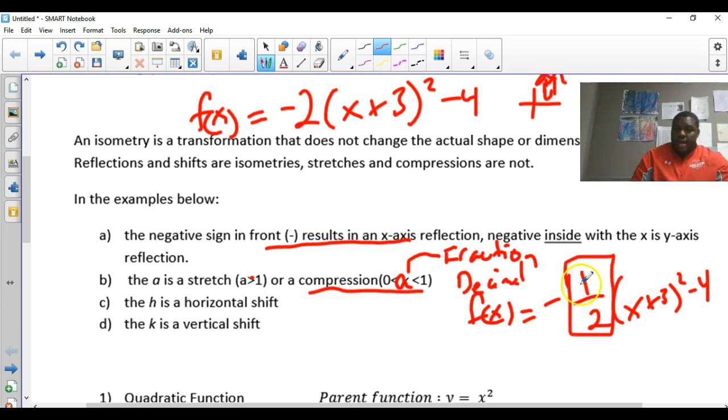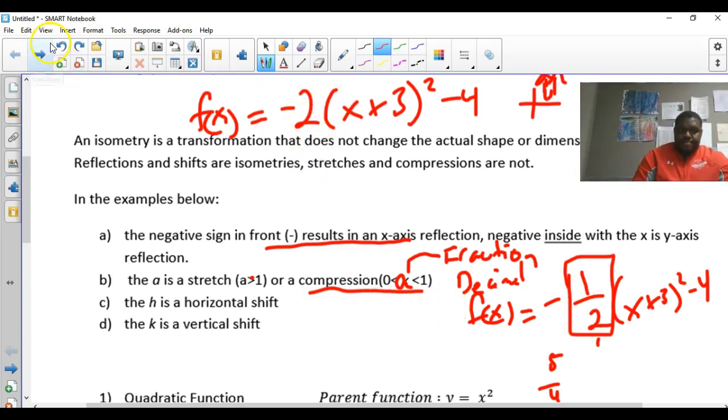But remember, the numerator has to be smaller than the denominator. So let's say it was 5/4. Well, that's larger than 1, that's 1 1/4. We don't want that. That's an actual vertical stretch. You want this fraction to be less than 1. That's greater than 1. This is less than 1. So make sure you look at your fraction. This is a vertical compression. The other is a vertical stretch because that's greater than 1.